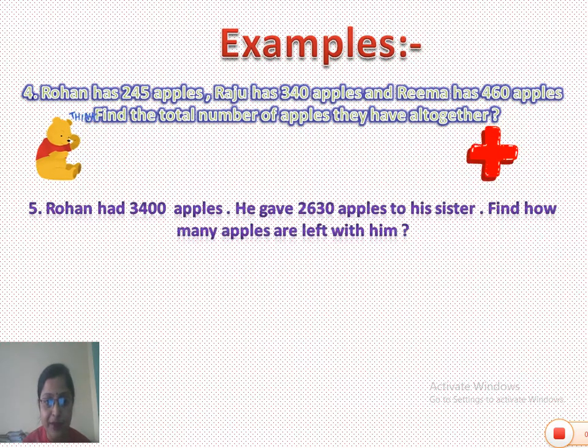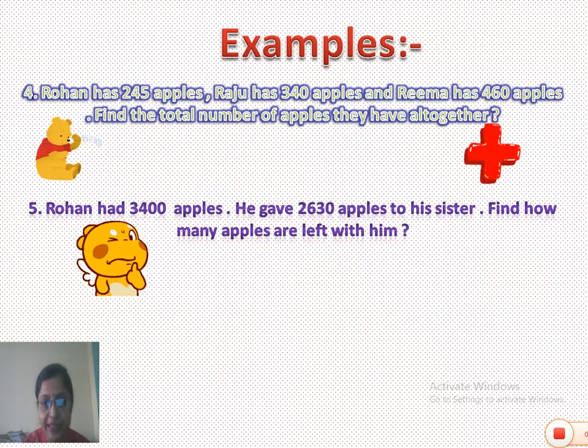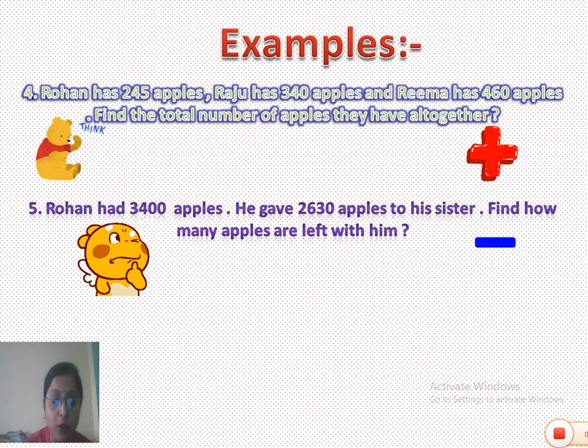Next question. Rohan had 3,400 apples. He gave 2,630 apples to his sister. Find how many apples are left with him now. So here you see Rohan had altogether so many apples. From here he shared 2,630 apples with his sister. So the number has reduced, he has given it out, he has shared it. So definitely what should be my action over here, children? Yes, the action to be worked out over here is subtraction.